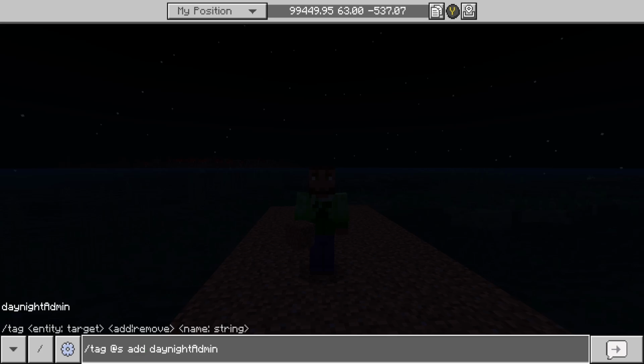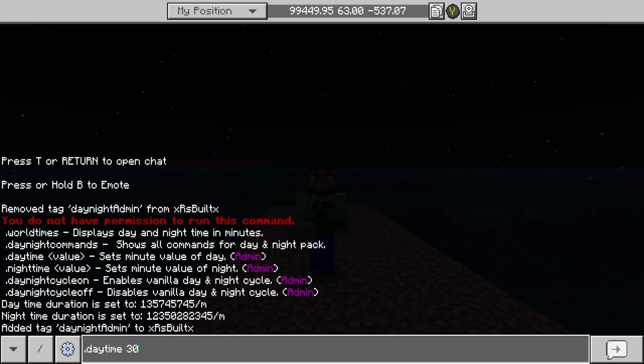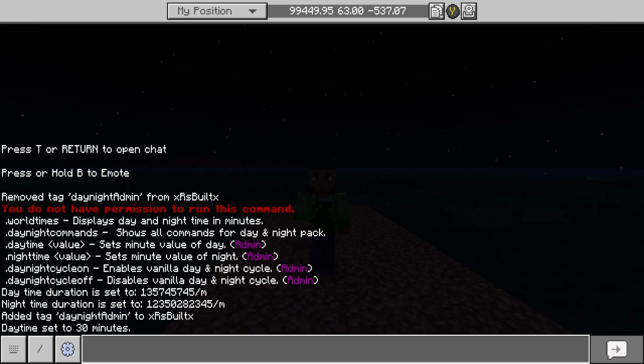So if I add back that admin tag so I can actually use the commands, I think a really good place to start if you're looking at extending your Minecraft vanilla experience would be setting the daytime to 30 and maybe setting the nighttime to 5 or 10. Just be careful as the world owner. You might want to keep in mind that some players can only use the farms at nighttime, such as the phantom farms and the newly added creaking farms. So just keep that in mind.